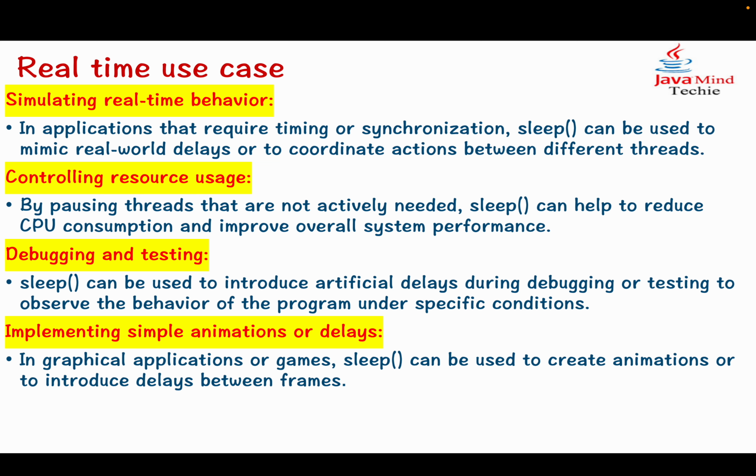Then second is controlling resource usage. By pausing a thread that is not actively needed, sleep can help reduce CPU consumption. If you call a sleep method, it helps to reduce the CPU consumption and improve overall system performance. That is also a use case of our sleep method.